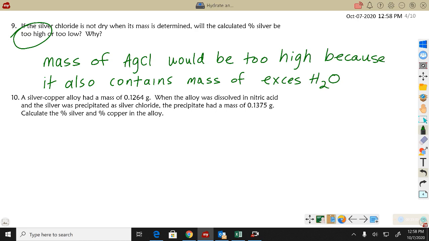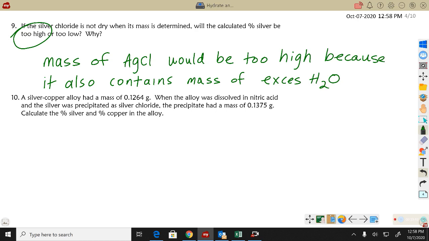And then finally, when we get to number 10, you can do this one on your own. This is just the exact same calculations, but with some different data, just to see if you really understand the process that we went through in getting the percent silver and copper. So here's somebody that did the exact same lab. They had a silver copper alloy.